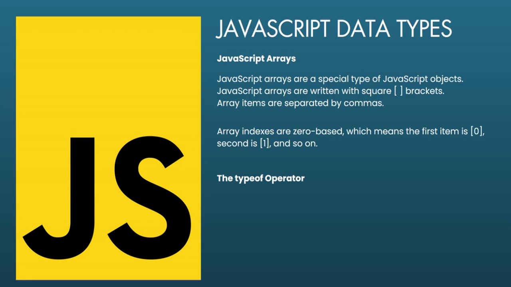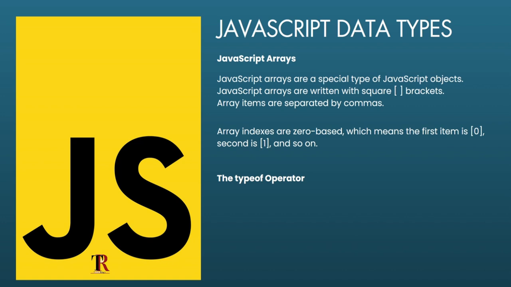JavaScript arrays. JavaScript arrays are a special type of JavaScript object. So arrays belong to the object class, the object data type. JavaScript arrays are written with square brackets. So when you want to write or define a JavaScript array, you usually make use of the square brackets.